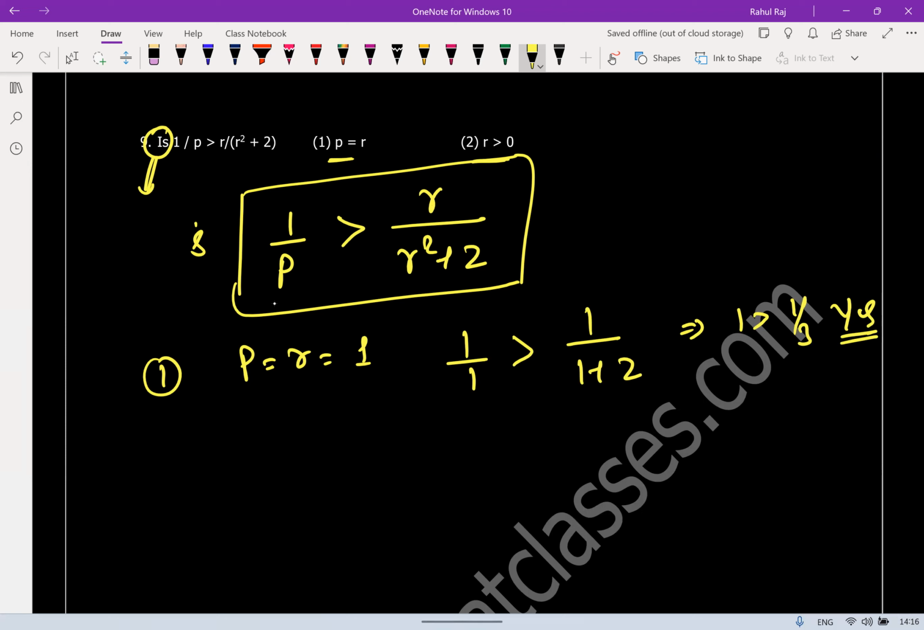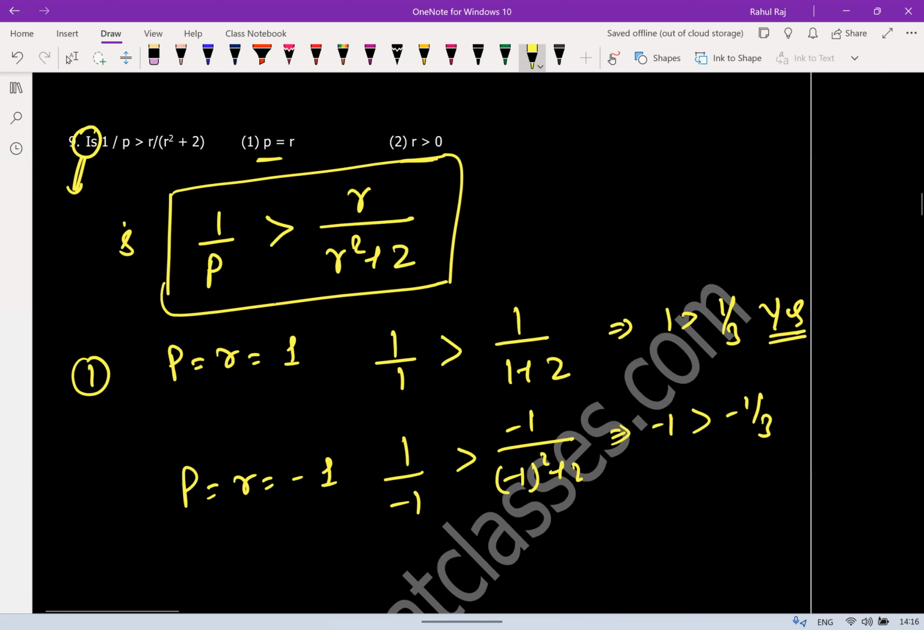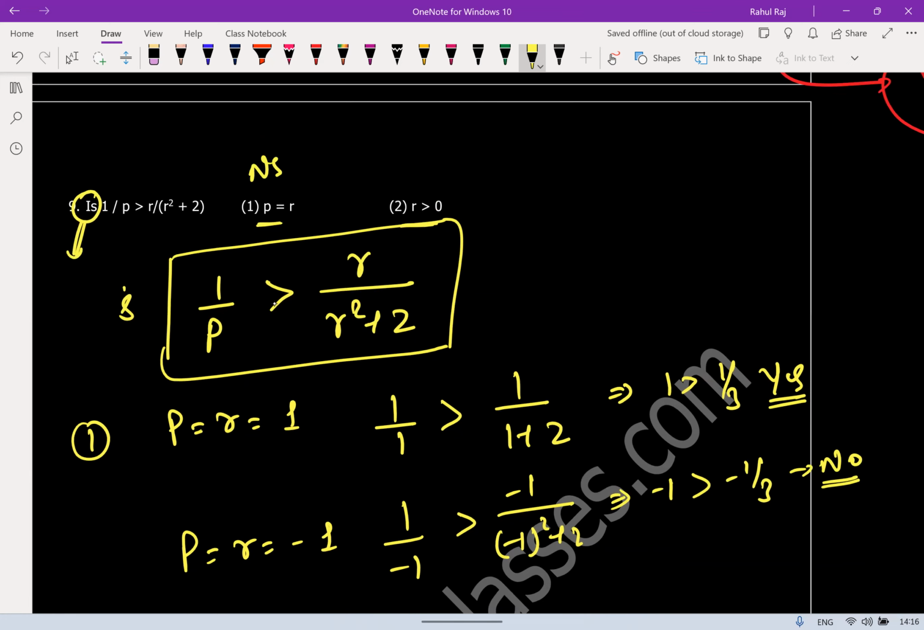It's straightforward logic. Now imagine I take P is equal to R is equal to negative 1. So I have 1 over negative 1 greater than negative 1 over ((negative 1) whole square plus 2). That is negative 1 is greater than negative 1 by 3, which is a no situation, because on the negative side, the higher the magnitude, the lesser the value. Simple logic. So I have a no situation, and I can say straight away it is not sufficient.